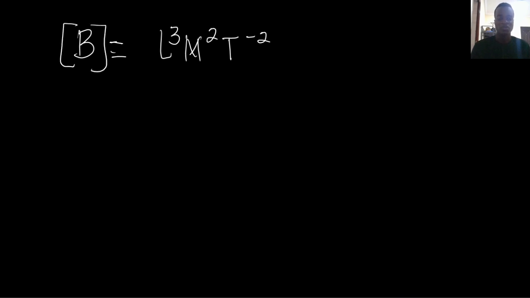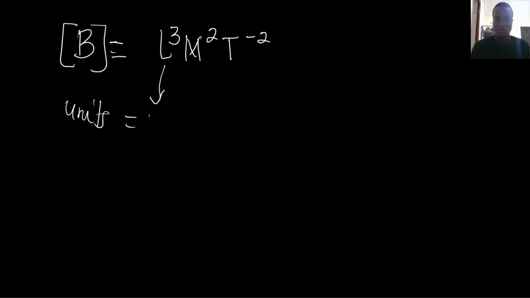Now let's look at another example. Let's say we have another quantity, quantity B, and it has the dimensional expression L cubed M squared T to the power negative 2. So this is the dimensional expression of that. Now we are going to find the unit. For the unit, you just focus on each one at a time. So the L is what? Length. And the unit of length is what?